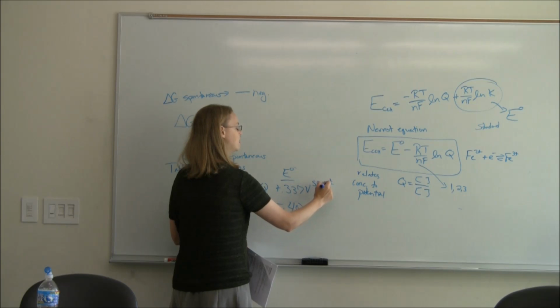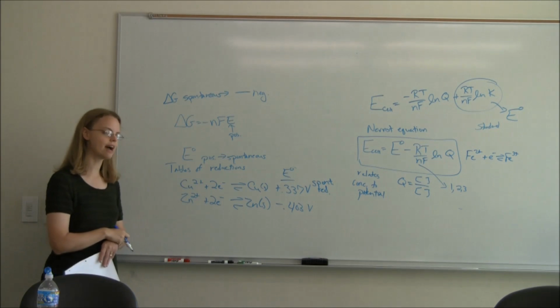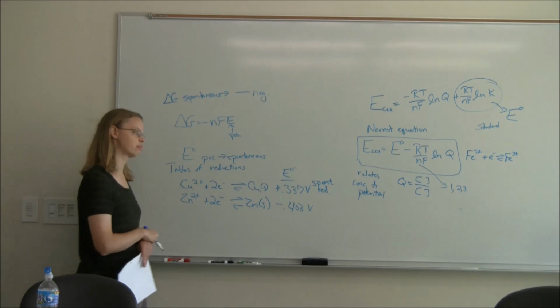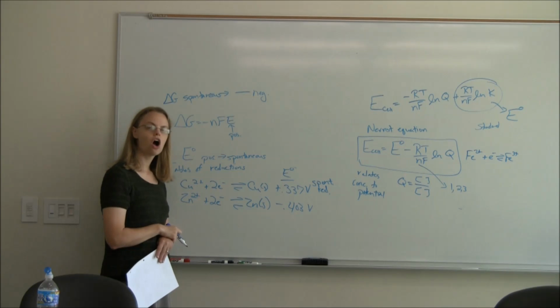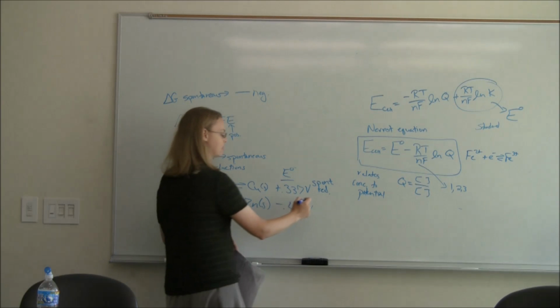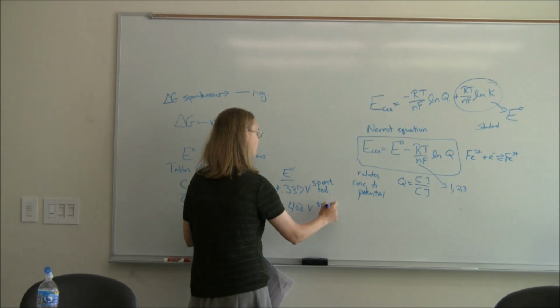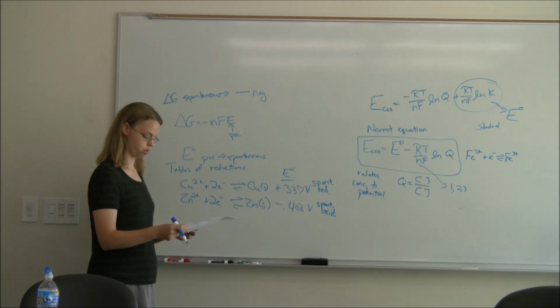This is a spontaneous reduction. But this one is not, right? That one would be a spontaneous oxidation, but it wouldn't be a spontaneous reduction. So that's how to interpret the table. All the ones with positives are spontaneous reductions. All the ones with negatives would be a spontaneous oxidation. But you would have to apply a voltage to get the reduction to work.